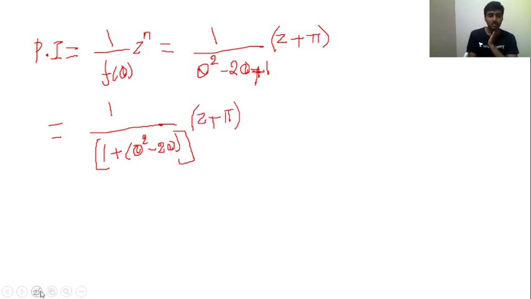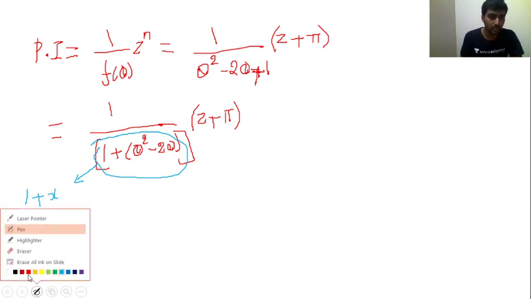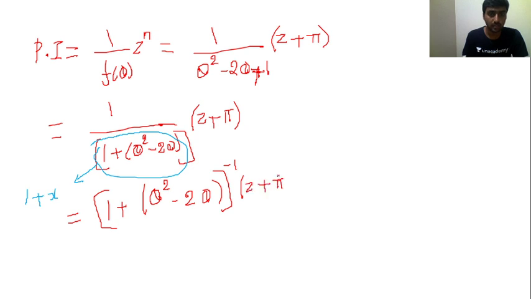This denominator format is equal to 1 plus x. Now take this 1 plus x into the numerator. When you are taking this value into the numerator, that is equal to 1 plus theta square minus 2 theta whole power minus 1 into z plus pi.